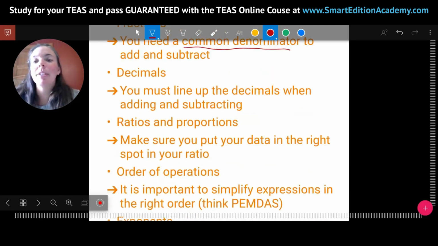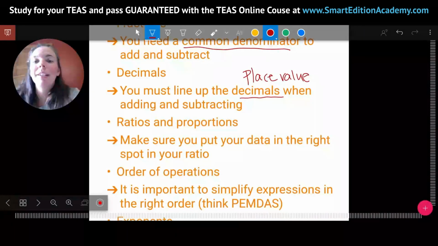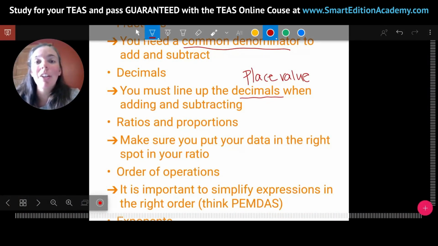When we're talking about decimals, you have to line up the decimals when adding and subtracting. So essentially the decimal point needs to be lined up. And this is all about place value. So we're going to talk about place value a bit today and just why it's so important. But we're also going to use our calculator to help us so we can avoid this mistake altogether. Because again, we can use a four-function calculator.